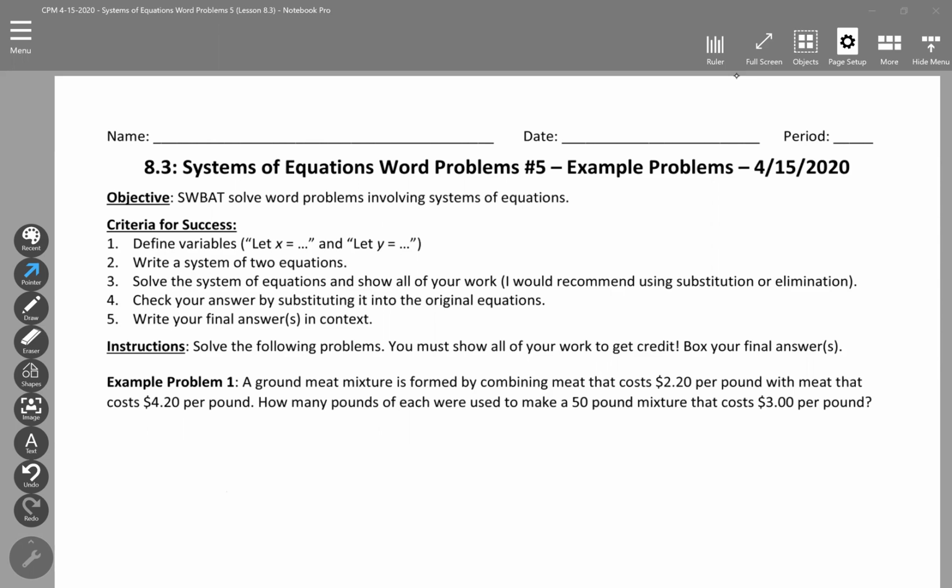Today, we're going to get some more practice on systems of equations word problems.